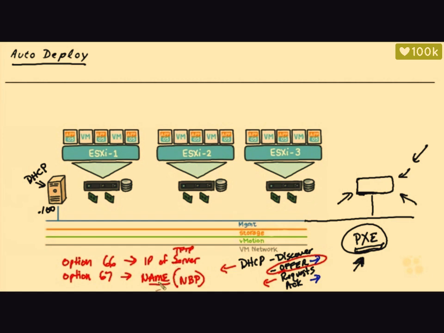So with that information provided in the options from the DHCP server to this DHCP client, after the DHCP process completes, and this device knows of the IP address of the TFTP server and the name of the file, this device, which we're going to go ahead and call ESXi4, because it's not ESXi4 yet, but it will be once the auto deploy process is complete.